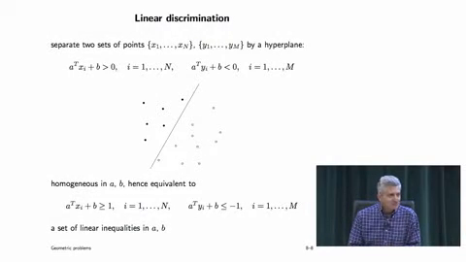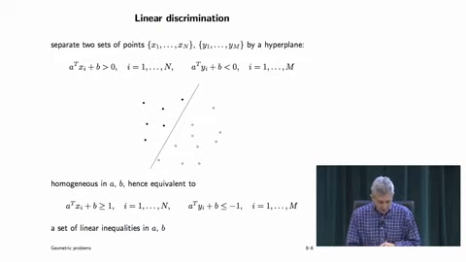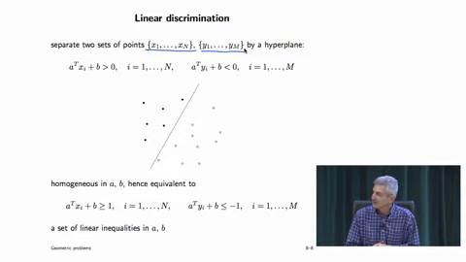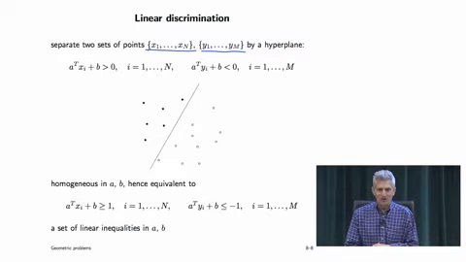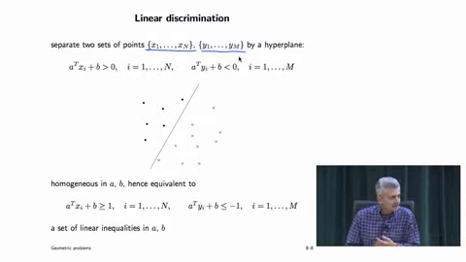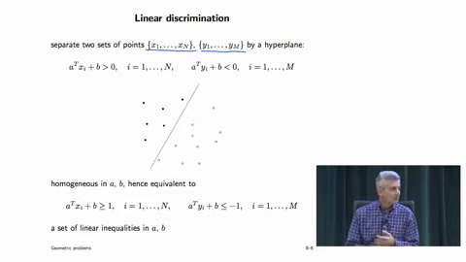Another topic is linear discrimination. If you've had a course on machine learning or modern statistics, you've seen things like this. Here's the problem, which is actually quite an old problem. I think it goes back at least to the 40s. I don't know how old the perceptron algorithm is, but you have a set of points, x1 through xn, y1 through ym, in some R^n.